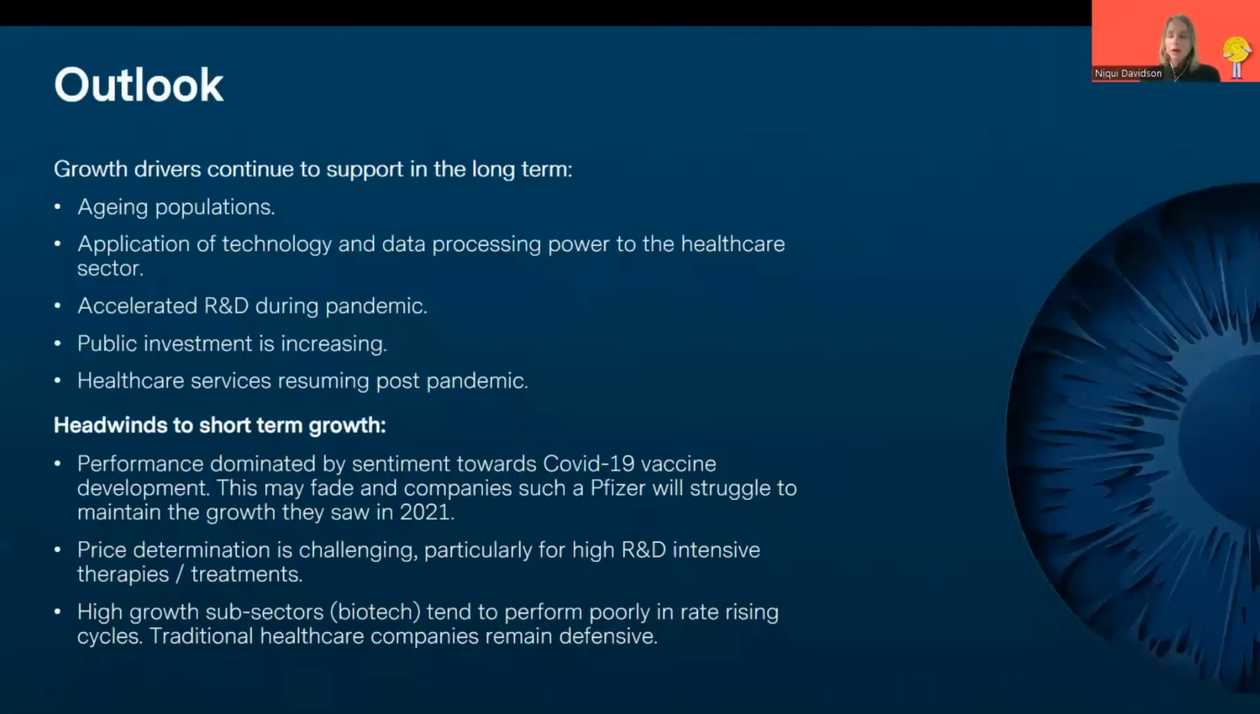And then lastly, Iva touched on this, but it does feed into this portfolio as well, given our investments into some of the more innovative and R&D focused companies, but those tend to perform less well during periods of rate rising cycles. However, given that it's quite a well-diversified healthcare portfolio, we do have exposures to your large traditional healthcare companies, which do still tend to remain relatively defensively positioned.